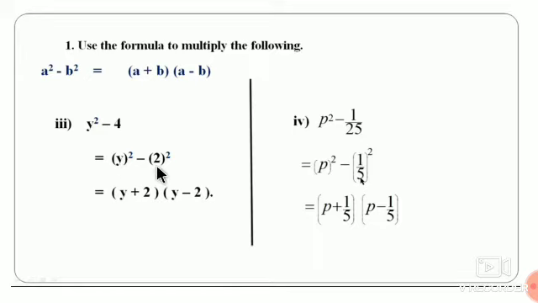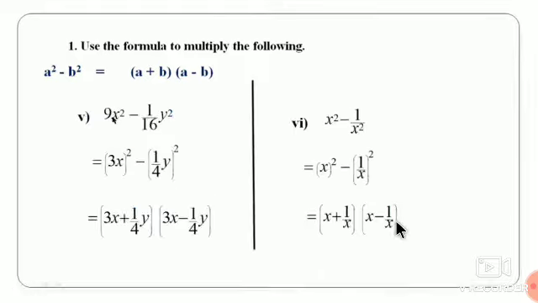First term, 2 is the second term. P square minus 1 upon 25. The square root of p square is p only. Write in bracket square, minus the square root of 1 is 1 and the square root of 25 is 5, bracket square. Now you can write p plus 1 upon 5 in the first bracket and p minus 1 upon 5 in the second bracket.